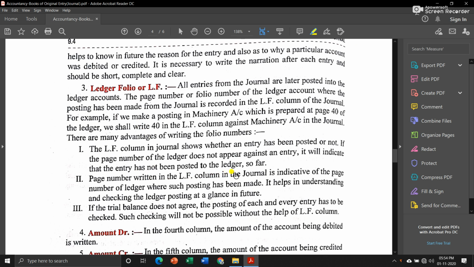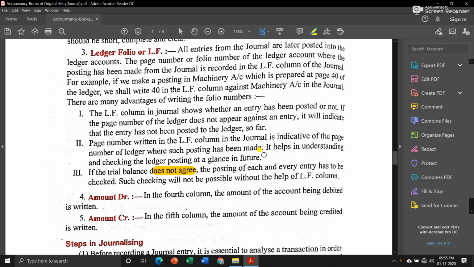The page number written in the LF column in the journal is indicative of the page number of the ledger where such posting has been made. It helps in understanding and checking the ledger posting at a glance in future. If the trial balance does not agree, the posting of each and every entry has to be checked. Such checking will not be possible without the help of the LF column. That means writing the ledger folio helps you in detecting or finding out the error within a short period of time. You don't have to go through all the journal entries or all the ledger entries. If you have a particular page number, you can go directly to that page and check.